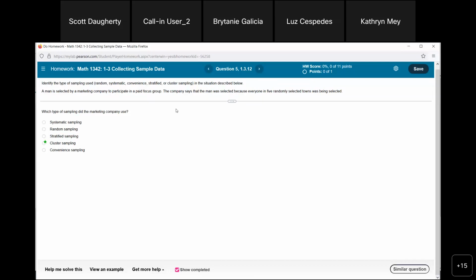So the difference is cluster sampling is you pick the entire, like if you pick 5 towns, you survey everybody in those 5 towns, every single person in those 5 towns. That's cluster sampling. Stratified sampling is I pick maybe one person from every town. That's stratifying all of the towns.